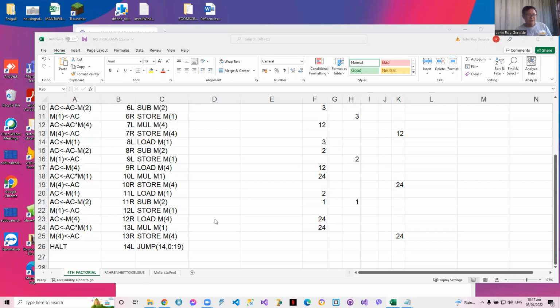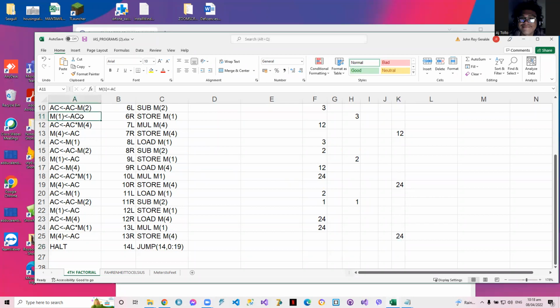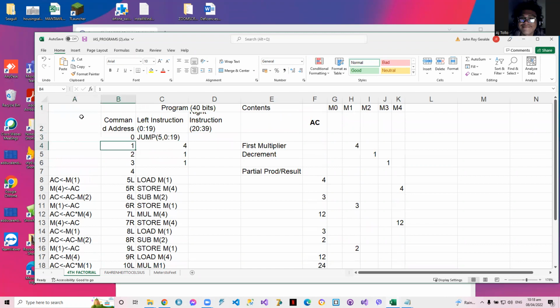Any questions so far? Sir, I have a question. Yes. At the very top, you start from AC to M1, because that's the first value you will use. So for example, if you create one here, with the first load M1, the first number you put there, sir, for example 4, goes into M1.